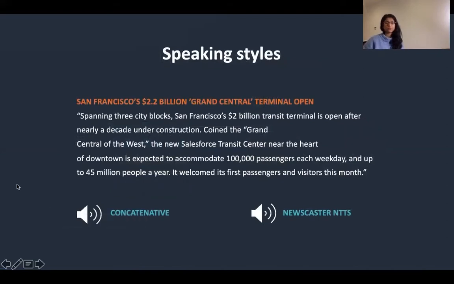San Francisco's $2.2 billion Grand Central Terminal open. Spanning 3 city blocks, San Francisco's $2 billion transit terminal is open after nearly a decade under construction. Coined the Grand Central of the West, the new Salesforce Transit Center near the heart of downtown is expected to accommodate 100,000 passengers each weekday and up to 45 million people a year. It welcomed its first passengers and visitors this month.